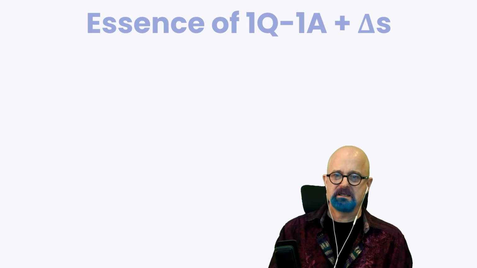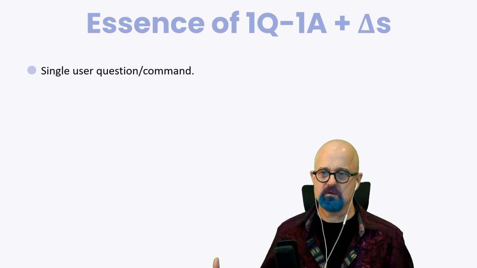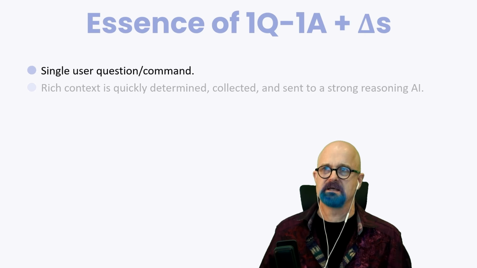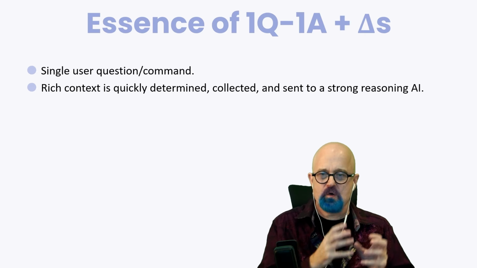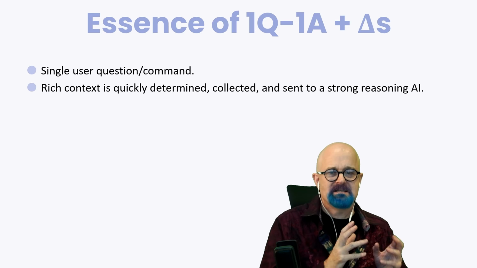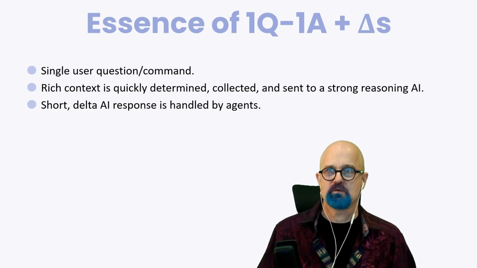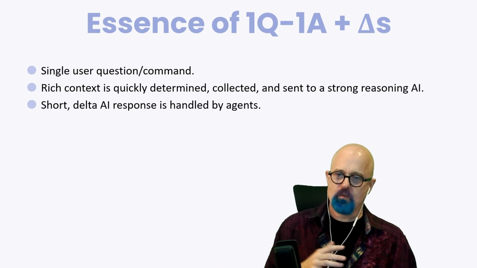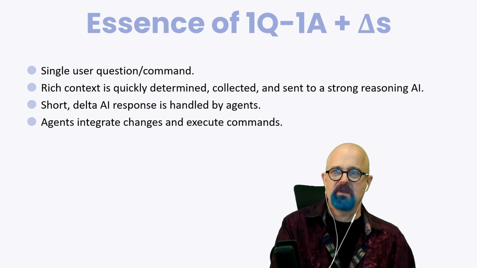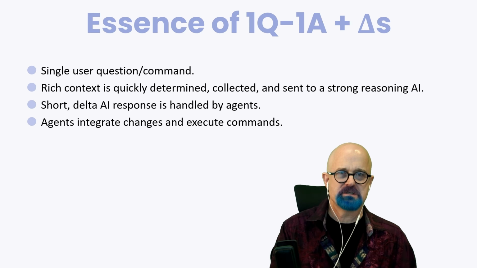So let's get right into the essence. Well, it's a single user question or command. Rich context is going to be quickly determined, collected, and sent to a strong reasoning AI. Short delta AI response is going to be coming back, and we're going to have that handled by our agents. And the agents can integrate the changes and execute commands.